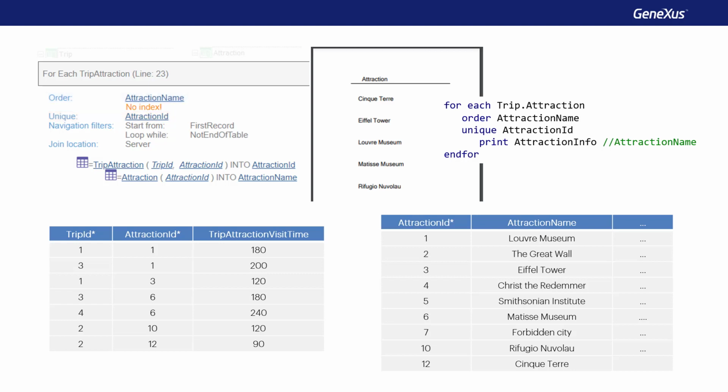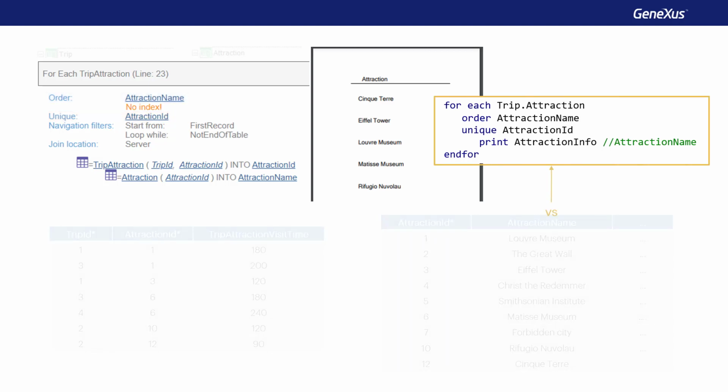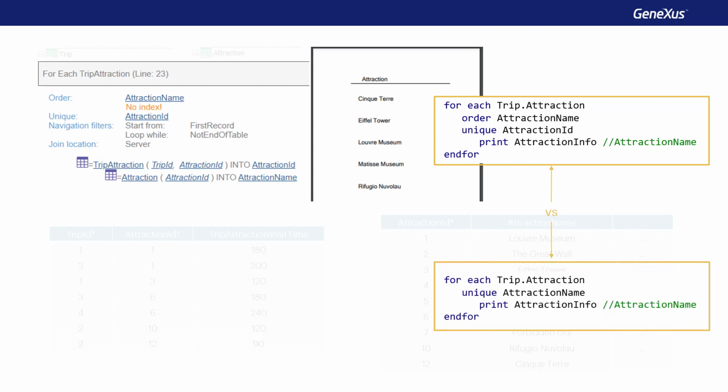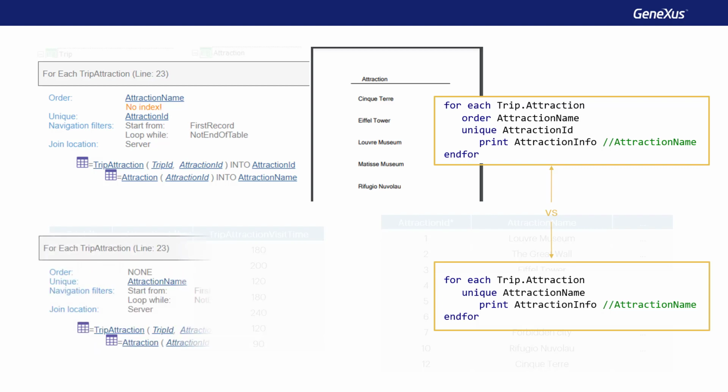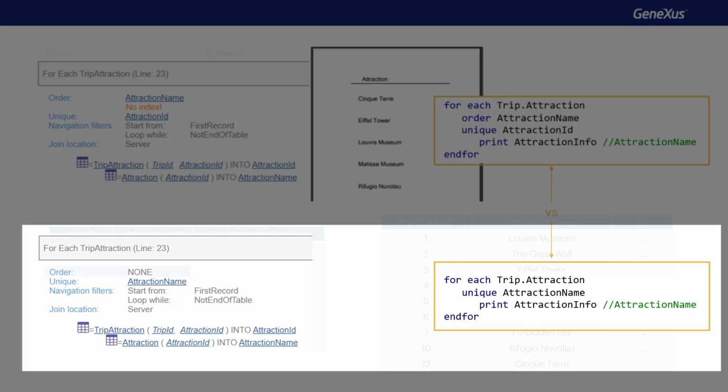Could we instead use the attraction name attribute directly in the unique clause? The answer is yes, but note two things. On the one hand, doing this does not ensure that the list is also sorted by attraction name. Note that the navigation list shows order none. Genexus doesn't know about the existence of an index by attraction name. So we should still order by attraction name if that's what we want.